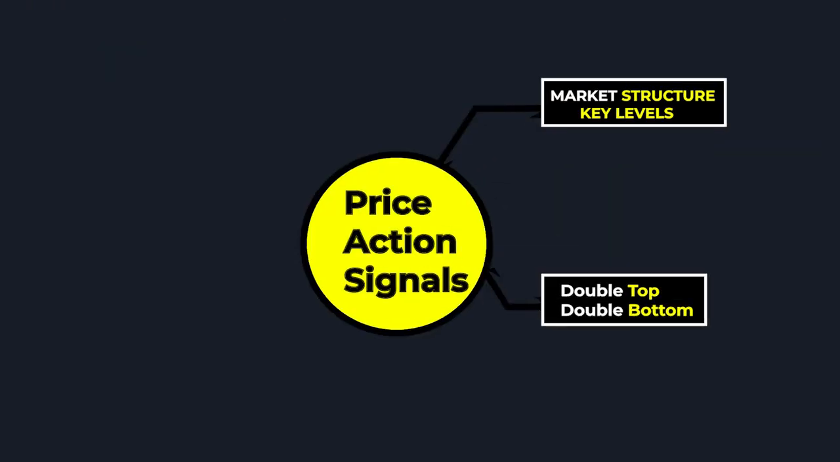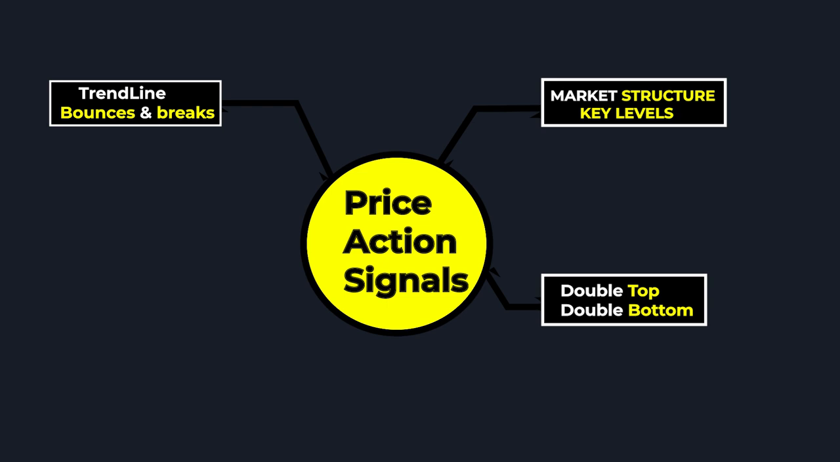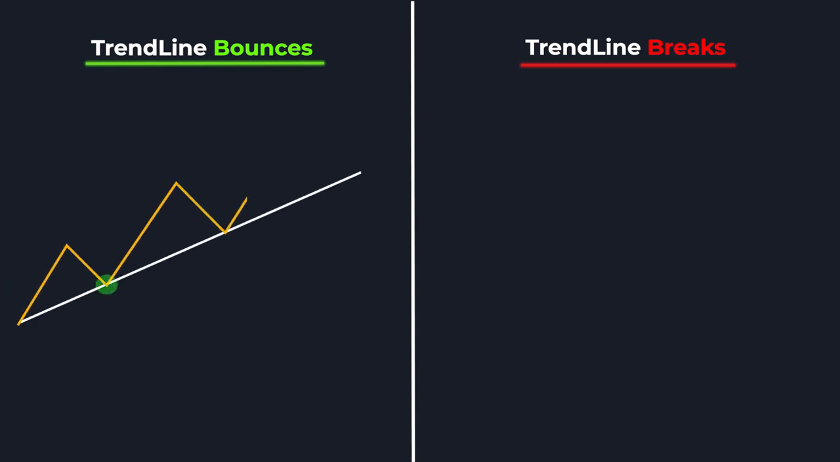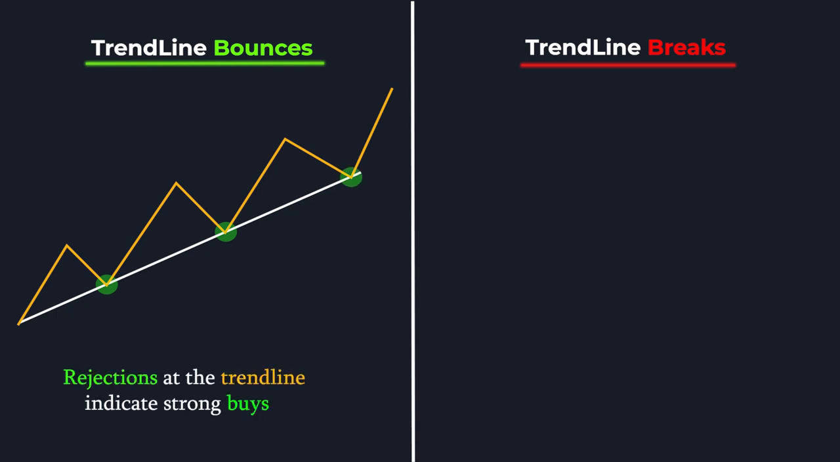Now, the third signal in price action trading is trendline bounces and breaks. First, what is the difference between trendline bounces and breaks? Trendline bounces happen when price touches the trendline and moves up, meaning buyers are still in control.